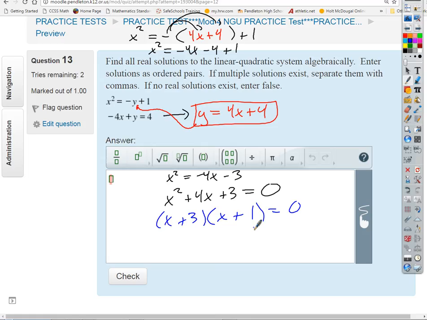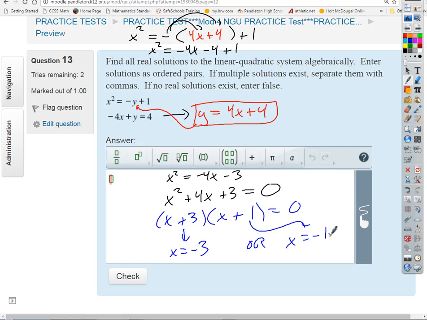I've got to use the zero product property, right? So Hudson, what's going to be the solution that goes with this factor? What value of x would make that one 0? Negative 3. So one solution is going to be when x equals negative 3. The other one is going to be when x equals negative 1. So all I've got to do is plug those back into my boxed equation, right?